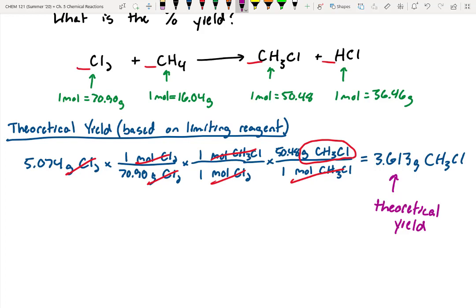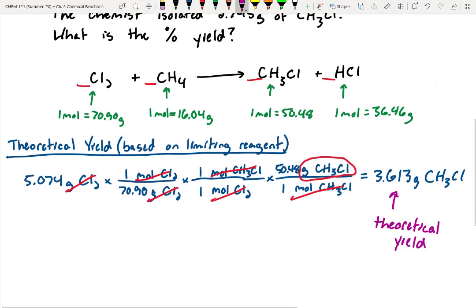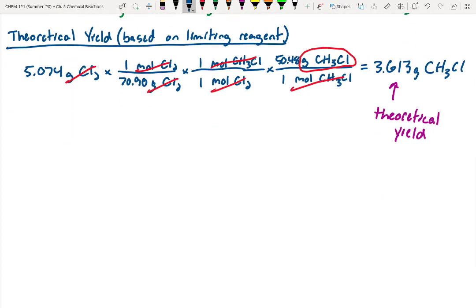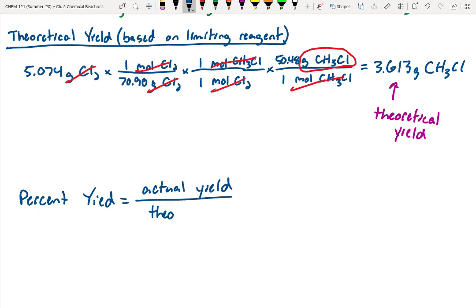Okay, but that's not what the question is asking. The question isn't asking what's the theoretical yield. The question is asking what is the percent yield. Okay, so let's do that part now. And we could say, well, the percent yield is equal to the actual yield divided by the theoretical yield times 100. So what was the actual yield?